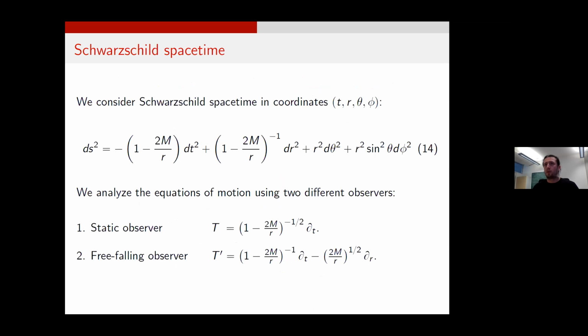We can also look at a more complicated example. We can also look at what happens in Schwarzschild, for example. And here we have the Schwarzschild metric, and we can pick two different observers in Schwarzschild and see what we get.